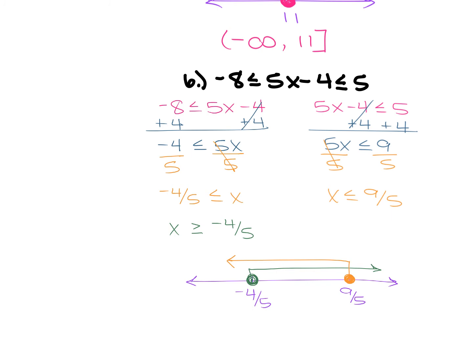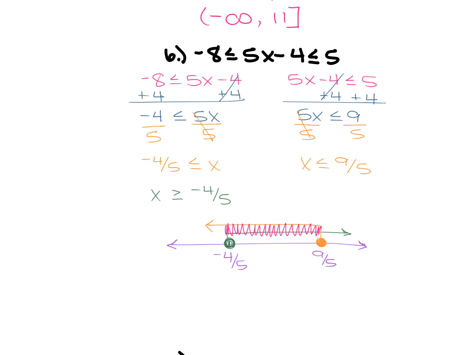These two lines overlap between the -4/5 and the positive 9/5. They include both the -4/5 and the 9/5 since they have closed circles. So our interval notation will just go from -4/5 to 9/5 with brackets on both.